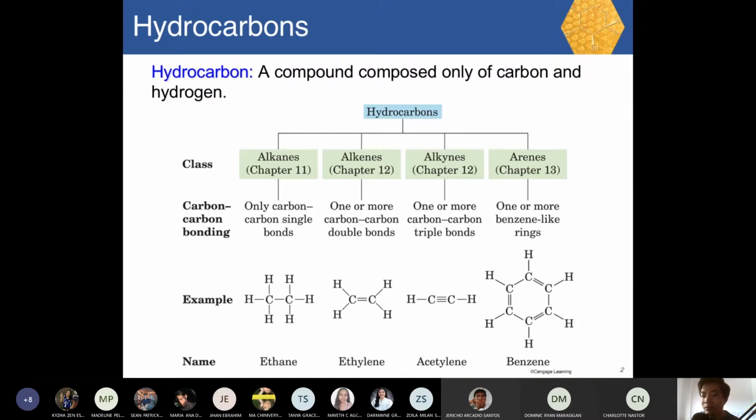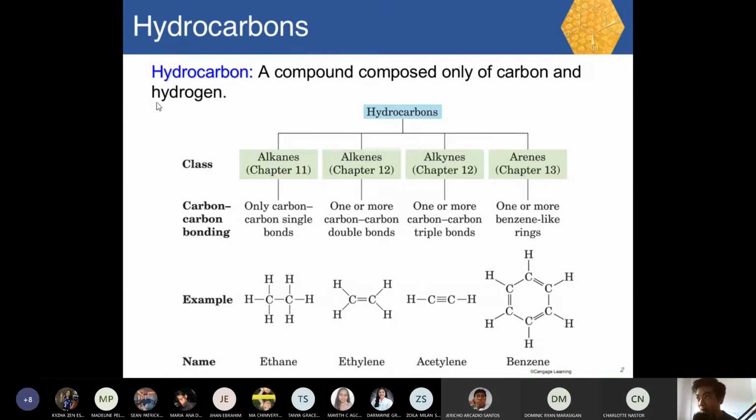So, we have to divide kung anong topics yung mga pwede natin i-discuss for the organic chemistry. So, we will classify organic compounds into different groups, depending on their format, depending on their nature, etc. Okay? So, the first category for organic compounds is the hydrocarbons.